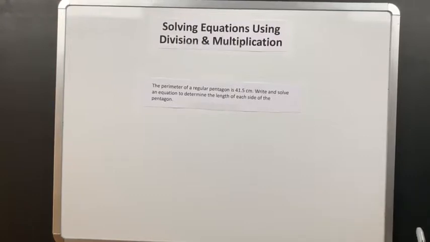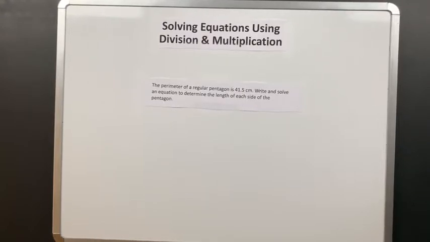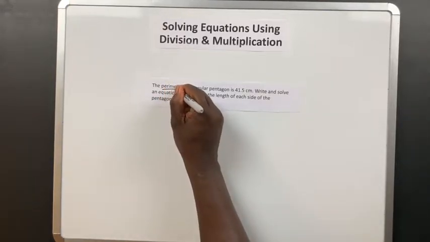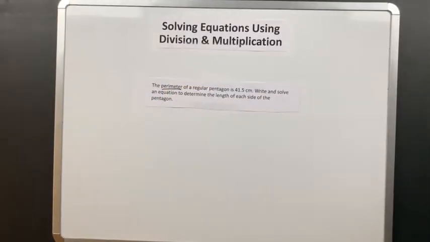So it says the perimeter of a regular pentagon is 41.5 centimeters. It says write and solve an equation to determine the length of each side of the pentagon. So now let's read and pay attention. We're going to mark up some things that are very important. It says the perimeter, so we want to find the perimeter. Remember, perimeter means when you add up all the sides of a polygon. It is the sum of the side lengths.